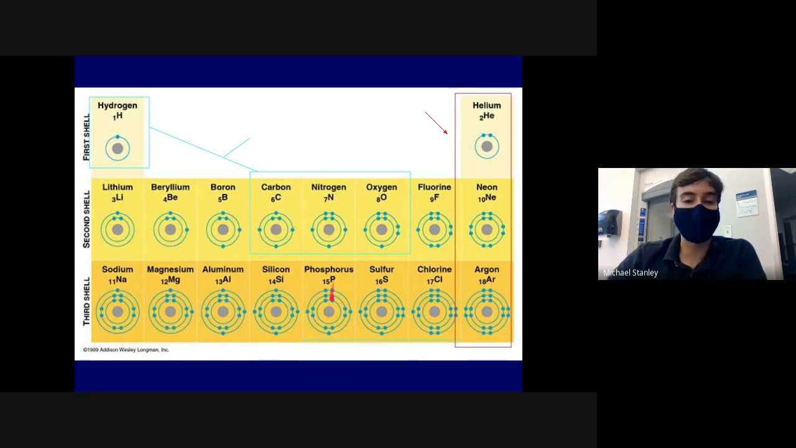Same thing with nitrogen and phosphorus. Nitrogen has 5 valence electrons on the second shell. Phosphorus has 5 valence electrons on the third shell. Oxygen, like we were just talking about, has 6 valence electrons on the second shell, and then sulfur has 6 on the third shell.